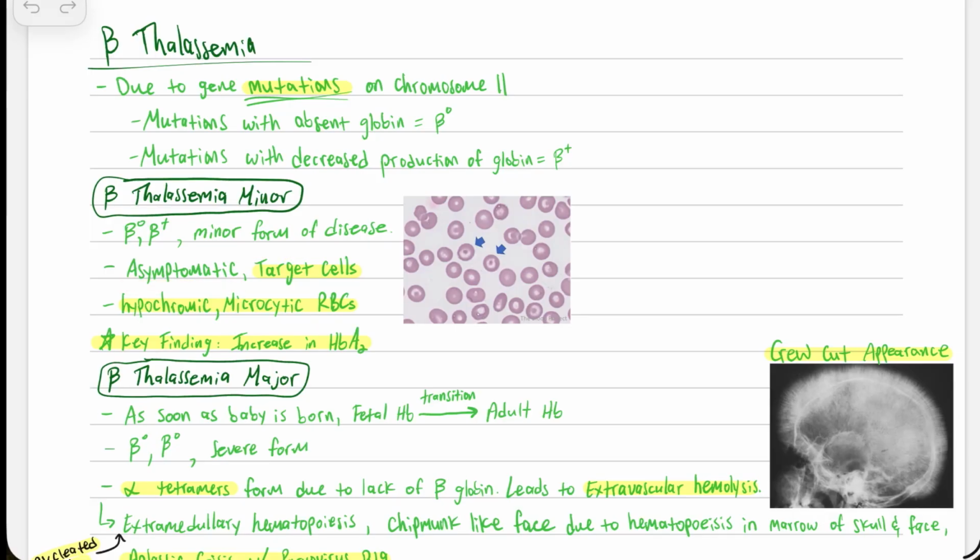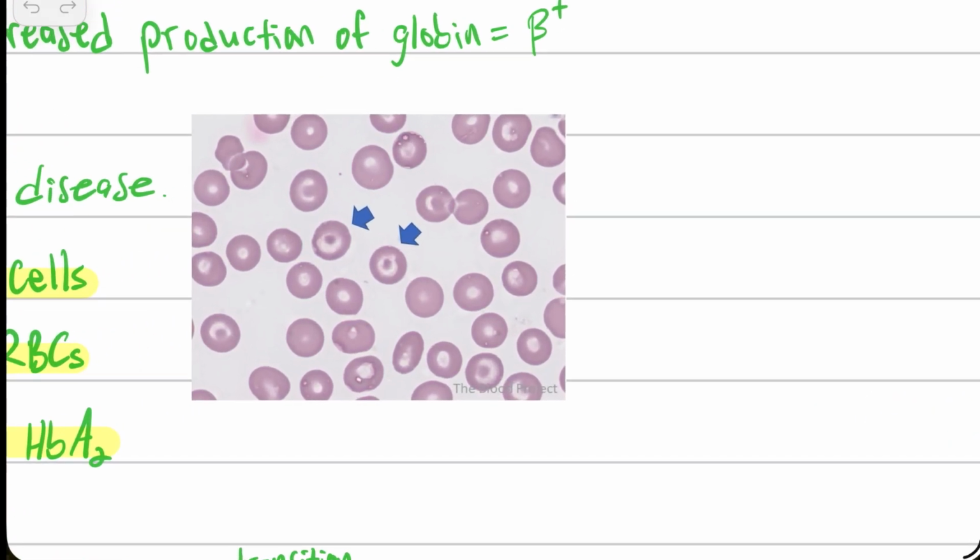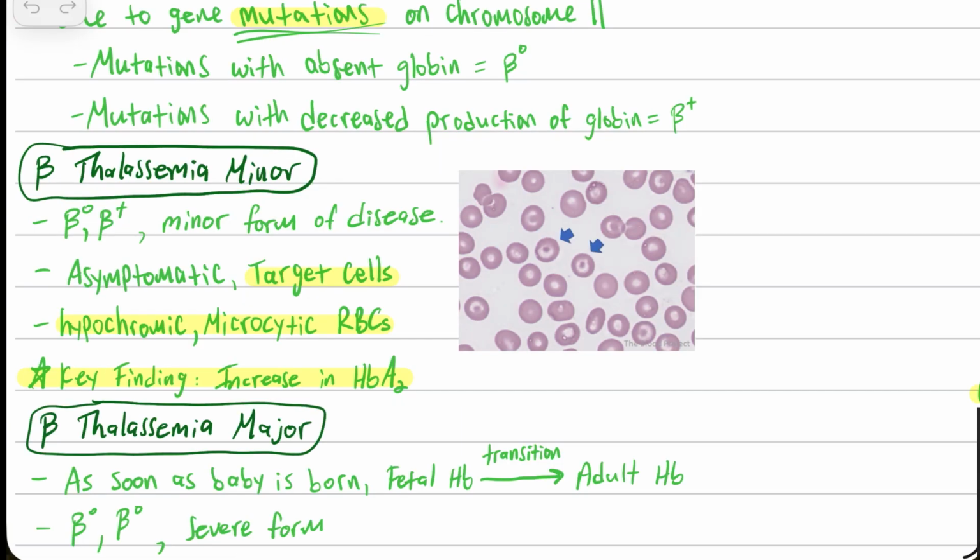Patients here are usually asymptomatic, and you're going to see target cells on blood smear. And we call them target cells because they literally look like targets on blood smear. So you can see it here. You have a central area of pallor, and then in the middle, you have some more redness. And these patients are also said to be hyperchromic microcytic.